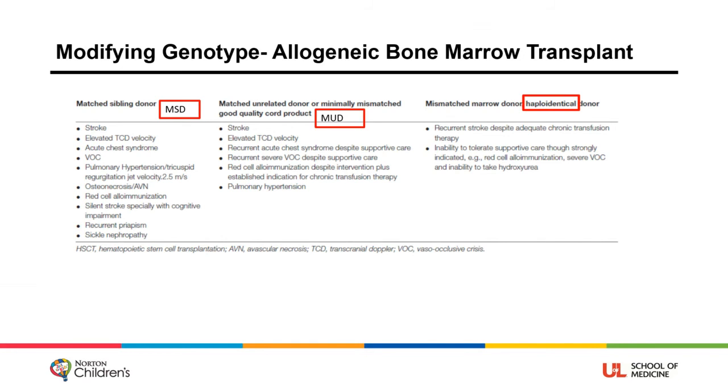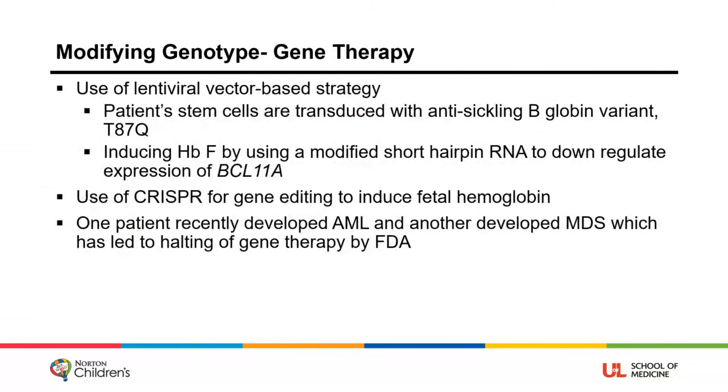Transplant in sickle cell disease can be a whole talk itself, so I won't go into the minutia of all of that. In addition to allogeneic bone marrow transplant, there's gene therapy. Very broadly speaking, gene therapy involves harvesting of patients' own stem cells, transducing those stem cells with a functional beta globin gene, and reinfusing those stem cells into the patient.